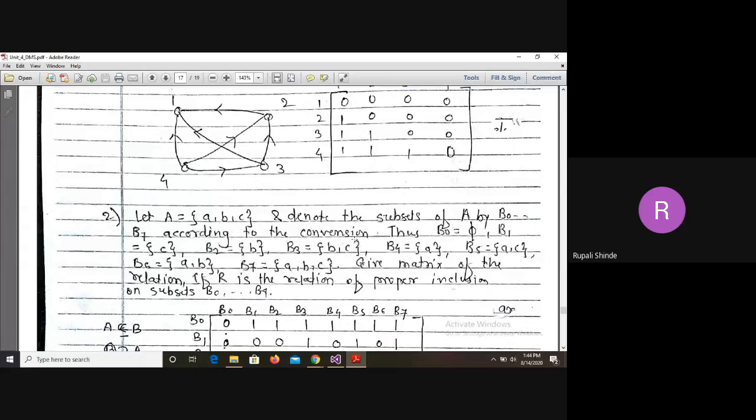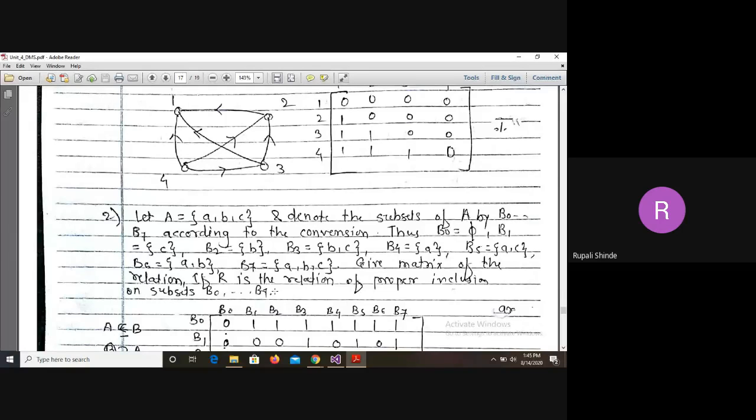According to convention, B0 is equal to phi, B1 is equal to set C, B2 is equal to set B, B3 is equal to set B, C, B4 is equal to set A, B5 is equal to set A, C, B6 is equal to set A, B, and B7 is equal to set ABC. Then give the matrix of relation if relation R is the relation of proper subset on B0 to B7.